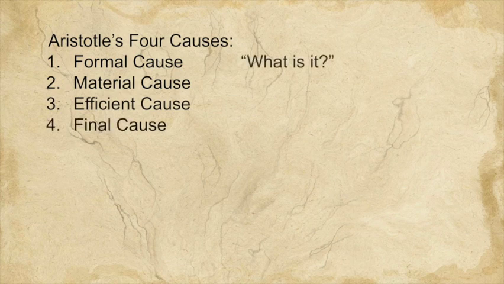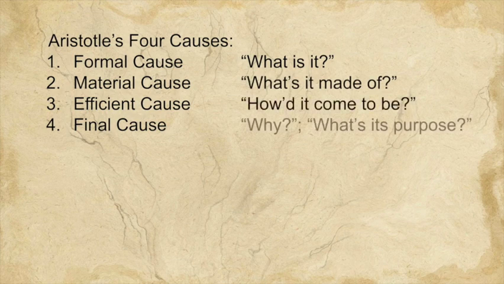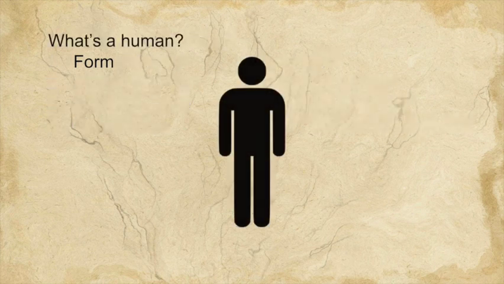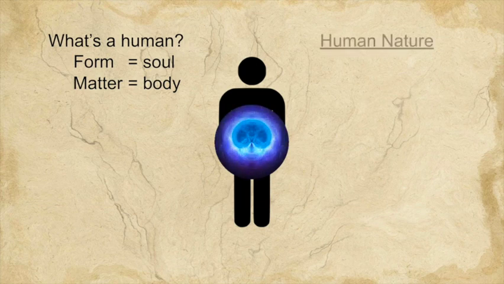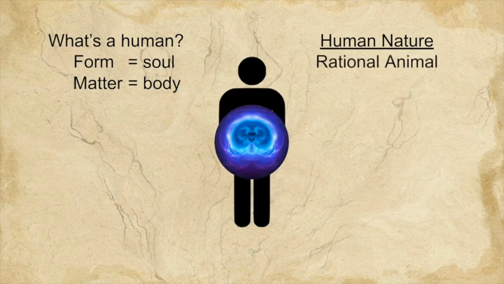They ask, what is it? What's it made of? How'd it come to be? And why, or what's its purpose? When we ask, what is a human, we primarily ask after its form or soul, not its matter or body. Its form or explanation of what it is points to its most distinct activity of life and corresponding power. That's why a human or human nature is defined as rational animal.